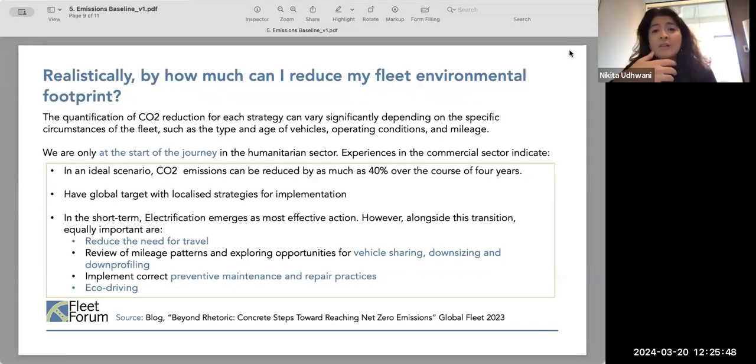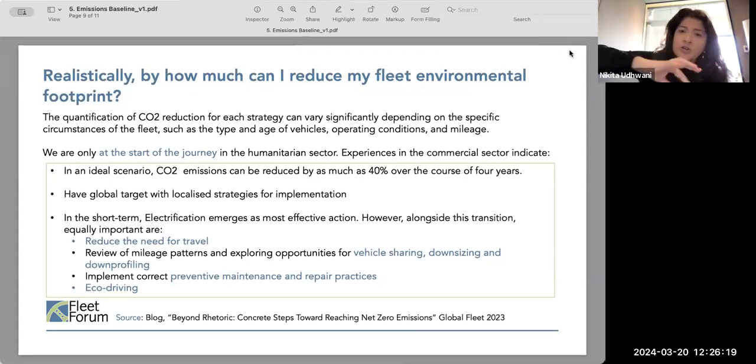But in the humanitarian sector, there isn't a lot of data around this. Like you're seeing in the chat today, many of us are just starting on this journey. But we can look at least to the commercial sector for some food for thought, or a potential point of comparison. And what we see in the commercial sector is that, in the ideal scenario, organizations are able to reduce CO2 emissions by as much as 40% over a 4-year period. And in global organizations, they are setting an overall target, but then country by country or region by region, depending on where you are based, they are also looking at more localized strategies for implementation.